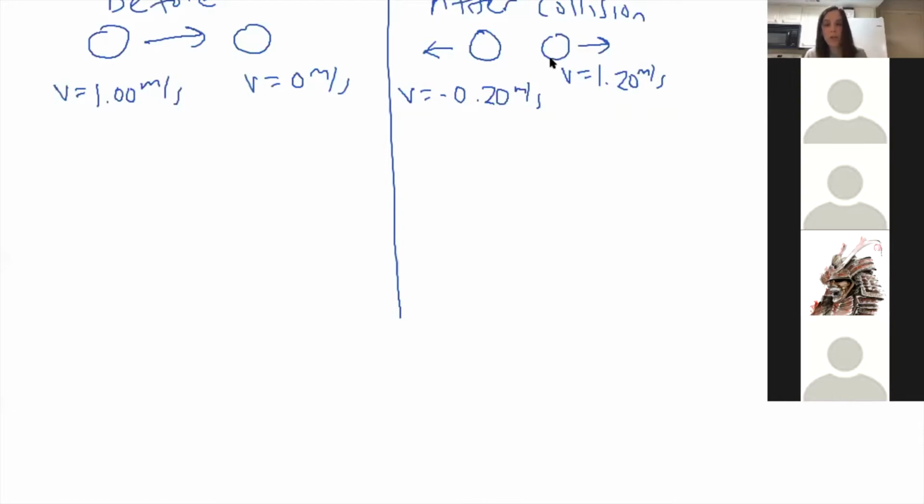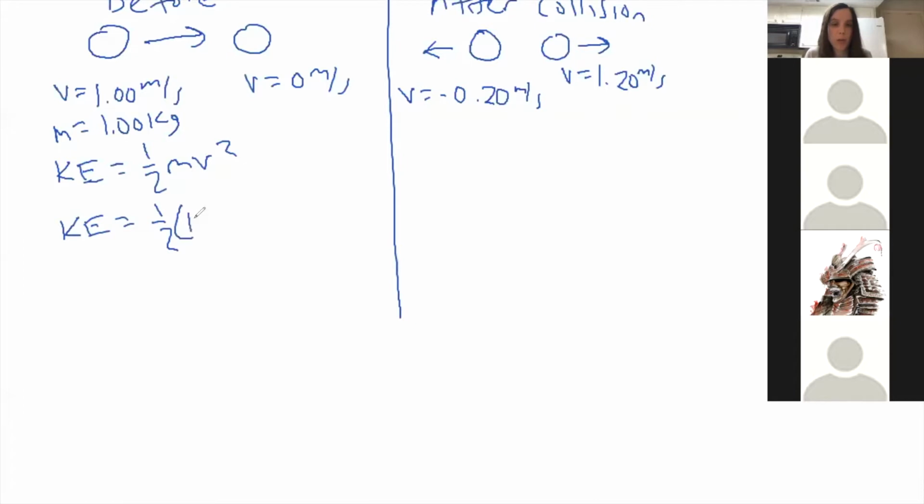Okay, so if that were the case and they were to go backward in these directions, we could find out the energy that they have before and after. And what we would see is that there's more energy after than before. So let's look to see what happens. So before the collision, kinetic energy of this ball would equal 1/2 mv squared. So we need to know the velocity which we're given and the mass. We'll just say that the mass is 1 kilogram. So kinetic energy would equal 1/2 times 1 kilogram times the velocity squared. So that would just give us 0.5 joules.